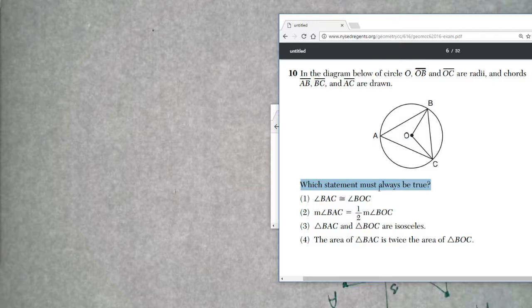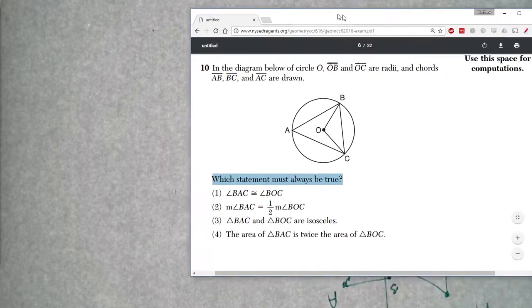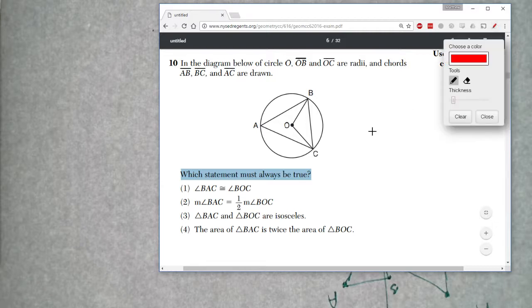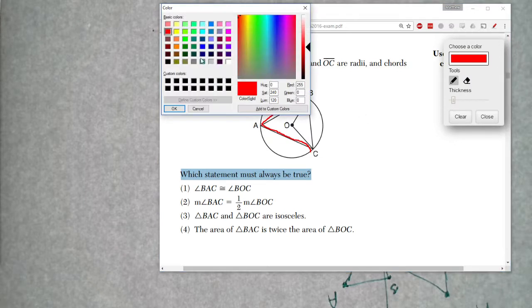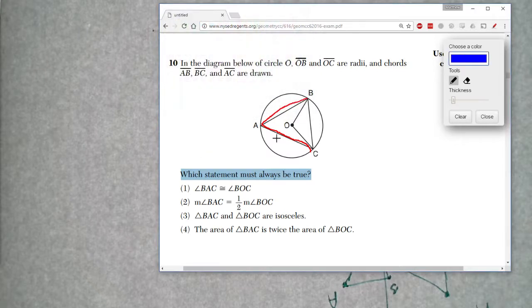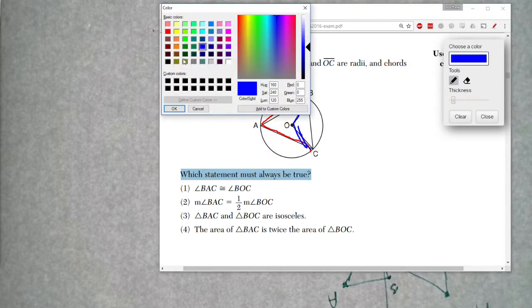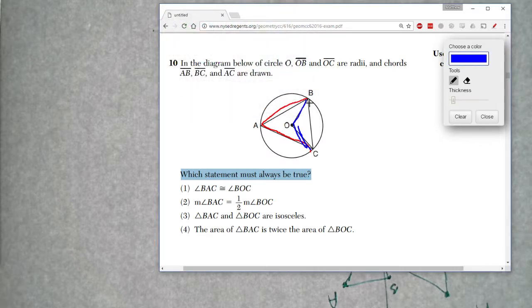Which statement must always be true? Actually, maybe I'm just going to draw. I might just draw on the tab here. Okay. So that angle BAC should be congruent to angle BOC. Ugh, that was off. Well, they do both hit the same arc, so that's indicative of something.